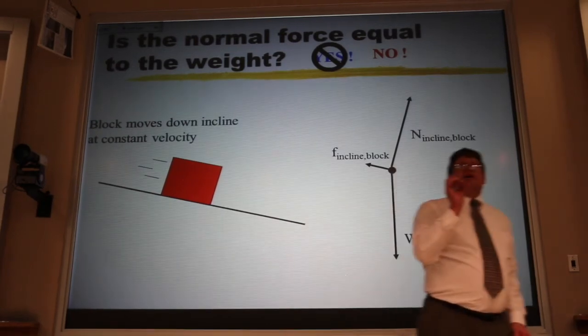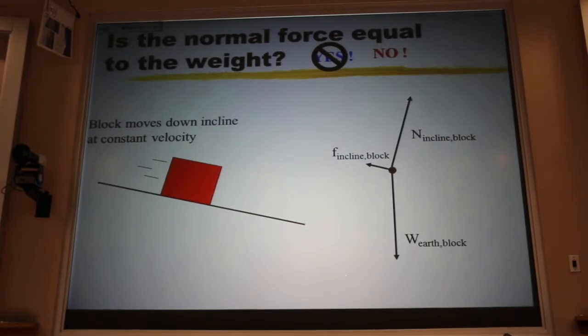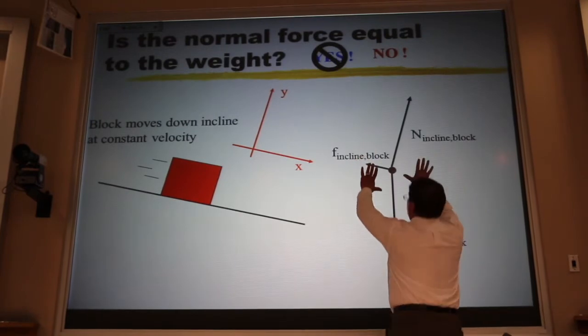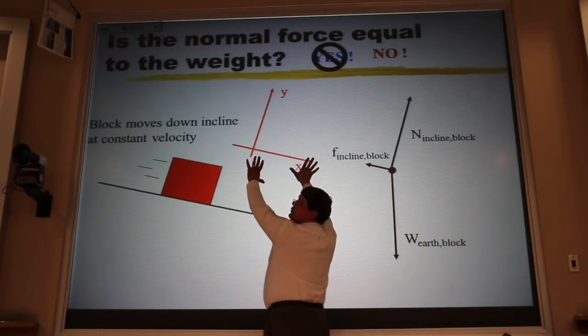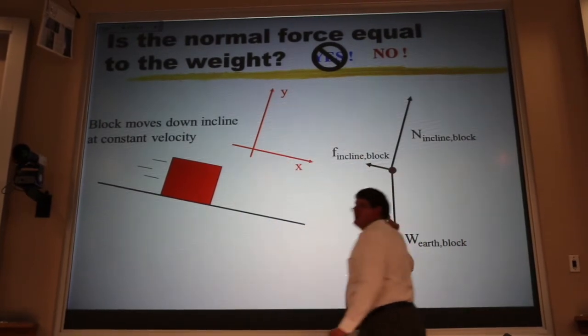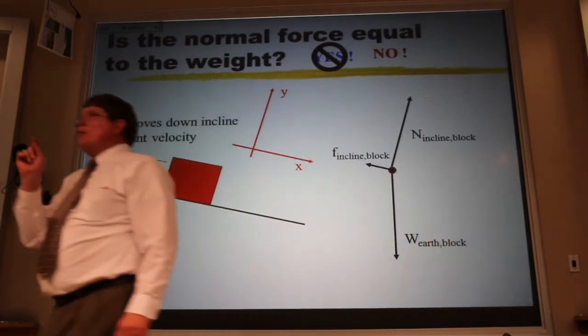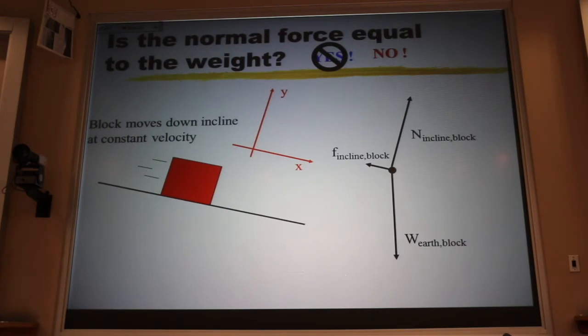You've got to tip your head so that it lines up with the ramp. In other words, you have to rotate your coordinate system. If you rotate your coordinate system, all the forces in your free body diagram will line up with your coordinate system except one. But it's always the same one. It's always the weight force. And you always break up that weight force into components the same way.